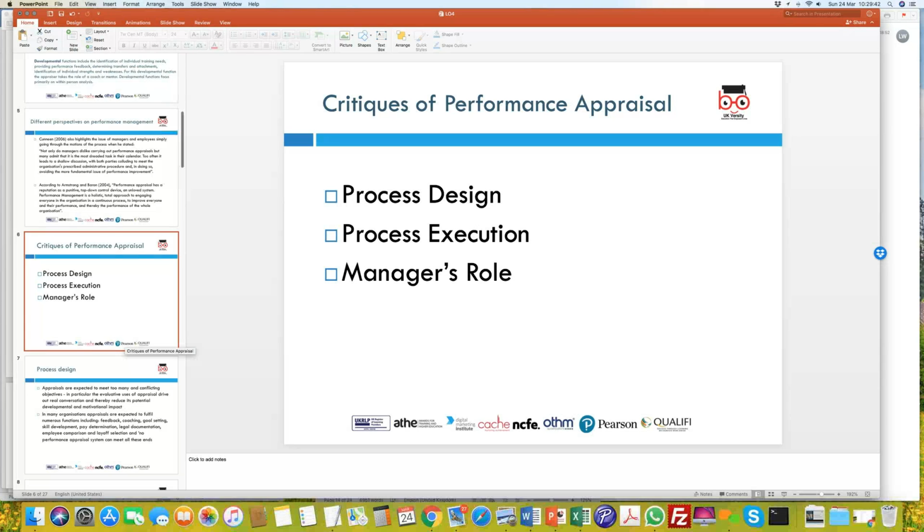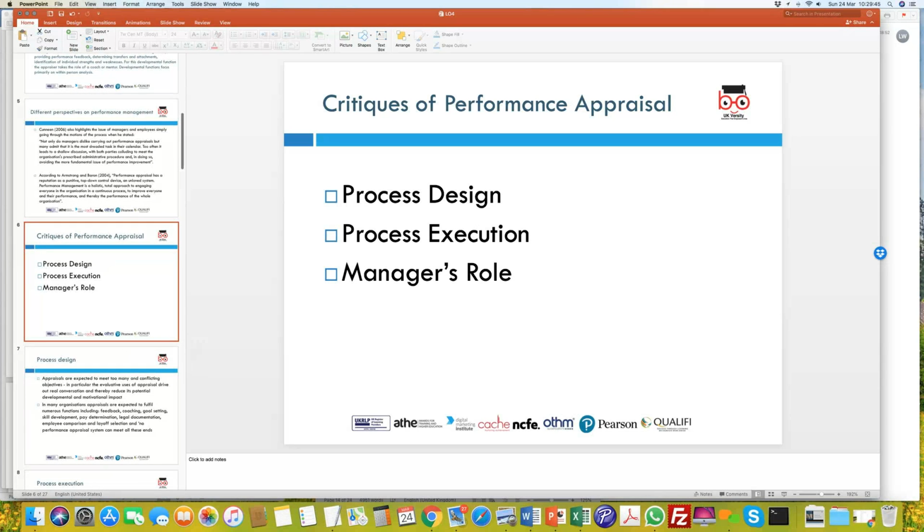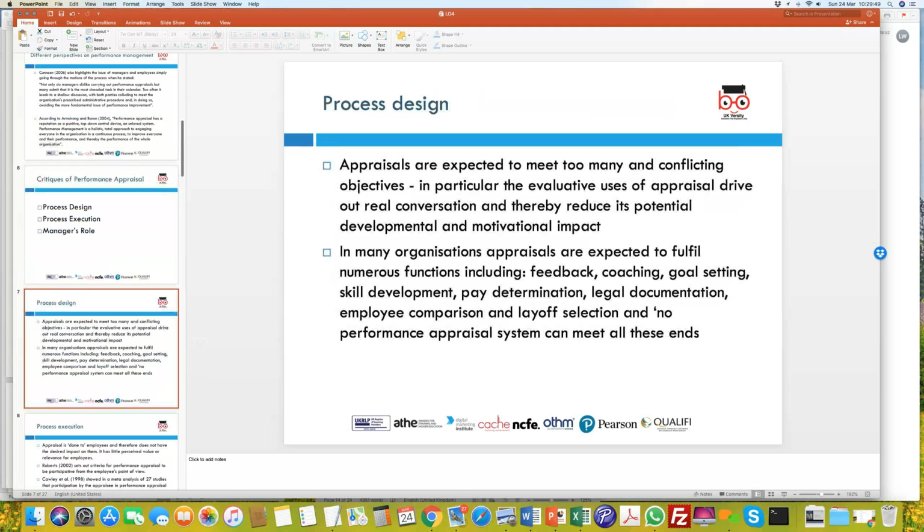Now, there are different critiques of the performance appraisal as well. And when I say critiques, we are looking at process design, process execution, and obviously the manager's role. So let's look at this very briefly.